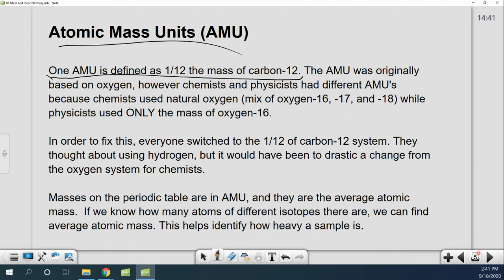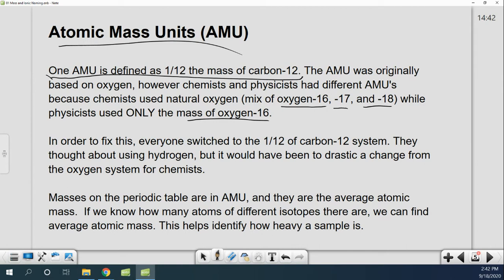I'd put an element out, I would let it oxidize with all the oxygen in the air, some of which was oxygen 16, some was oxygen 17, some was oxygen 18. So I had a mix of these different oxygen isotopes. Physicists were doing something called mass spectrometry, which requires a very specific measurement. So they would take only mass oxygen 16 and then divide that by 16. So you can see that you'd end up with 2 different numbers.